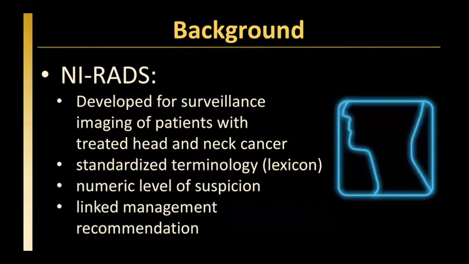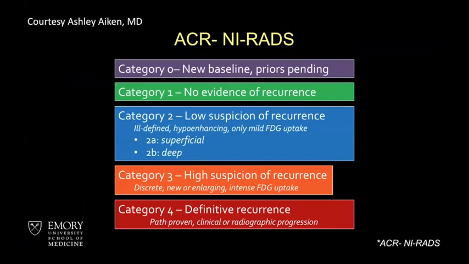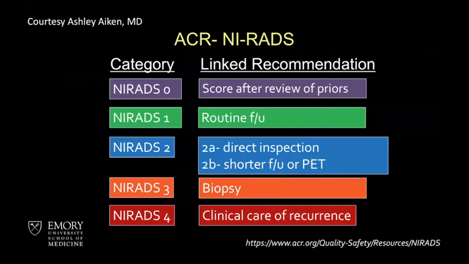NIRADS was developed as a reporting system for surveillance imaging of patients with treated head and neck cancer. It employs standardized terminology, numeric levels of suspicion, and linked management recommendations. NIRADS categories of suspicion range from no evidence of recurrence to definitive recurrence. The radiologist assigns one of these categories to the primary site and also a category for the neck, typically meaning the cervical lymph nodes. Based on the assigned category, there is a linked management recommendation.